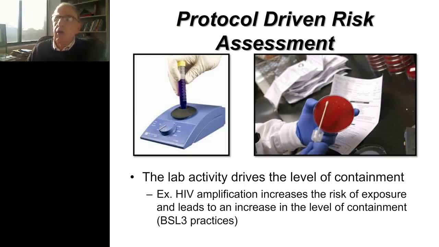Another way to approach this, though, is by looking at a protocol-driven risk assessment. So you're looking at the lab activities that drive the level of containment and the mitigation that you need to implement. On the high end, a good example is HIV amplification, because if you're going to amplify the number of HIV particles, that's going to increase your risk of exposure and leads to an increase in the level of containment. You would do this in a biosafety level 3 laboratory. But most clinical labs don't do this.